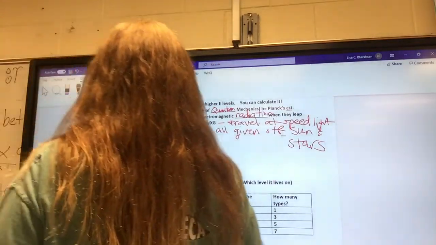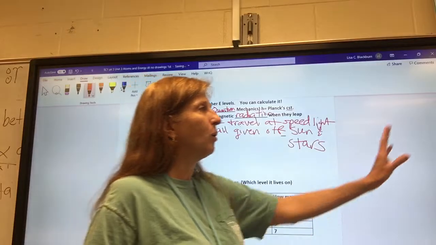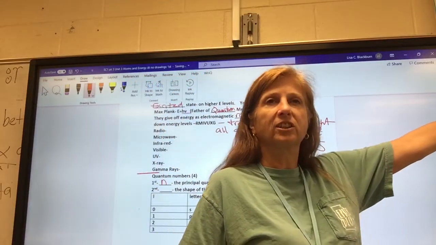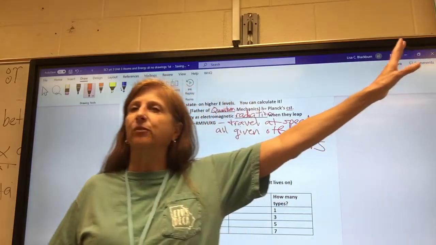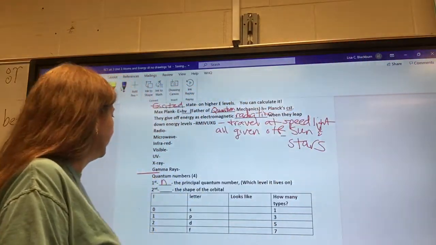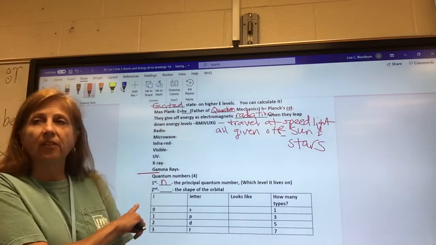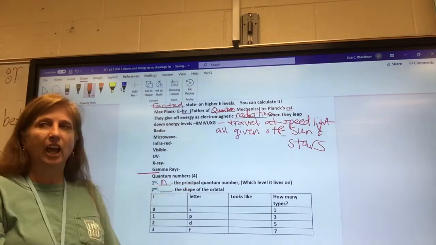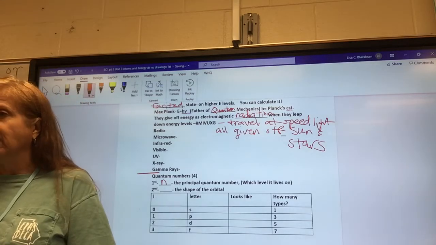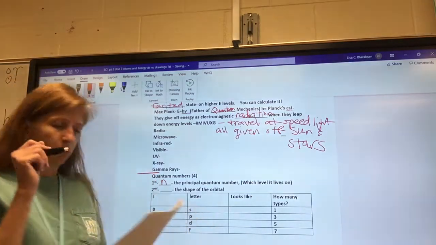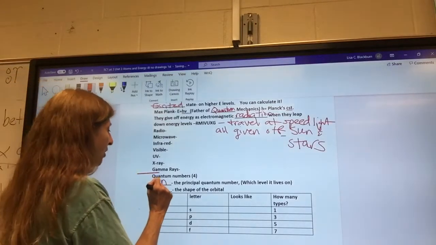The second quantum number tells the shape of its apartment. On our Bohr model, it looks like they're all just circles, balls. They're not. They come in different shapes. So the second one is the shape of the orbital. It doesn't have a fancy name like principal, but it does have a letter. And its letter is, by tradition, written in cursive, a lowercase l.